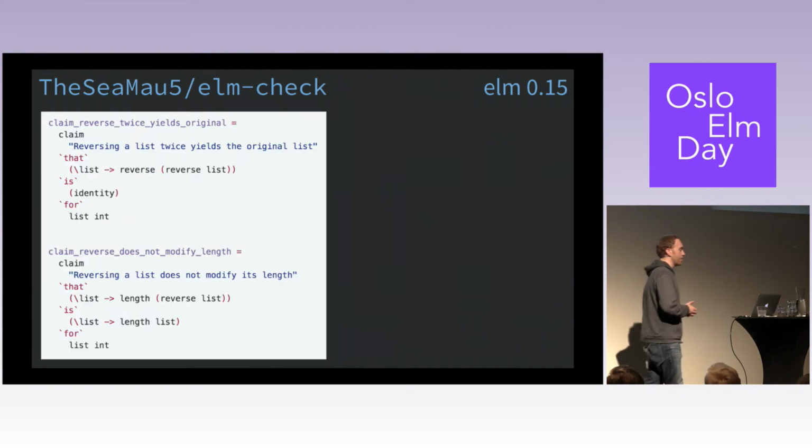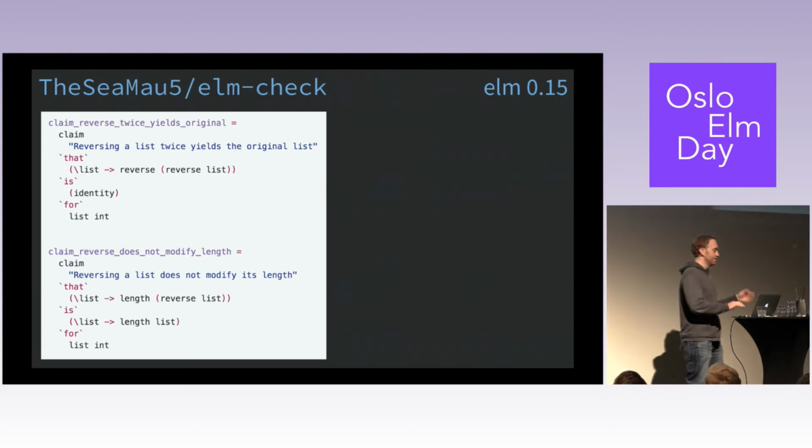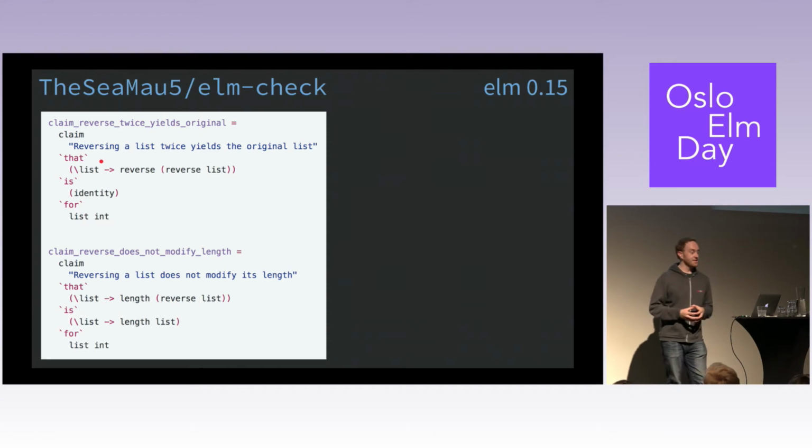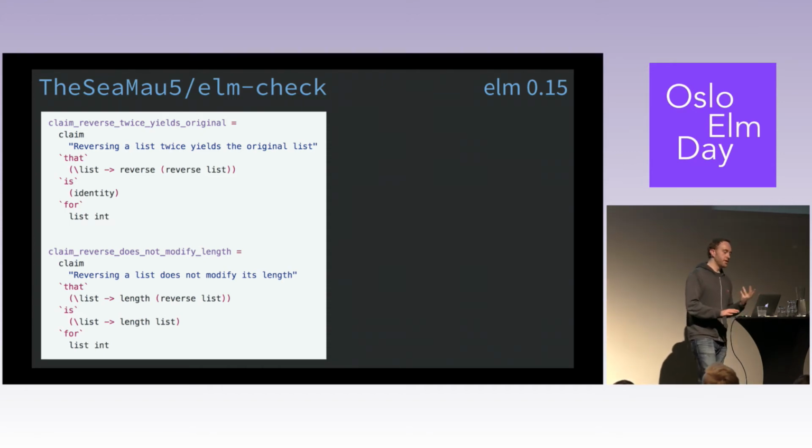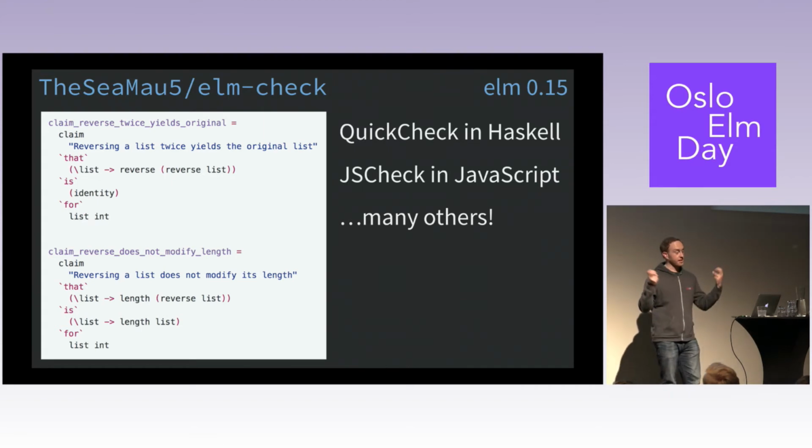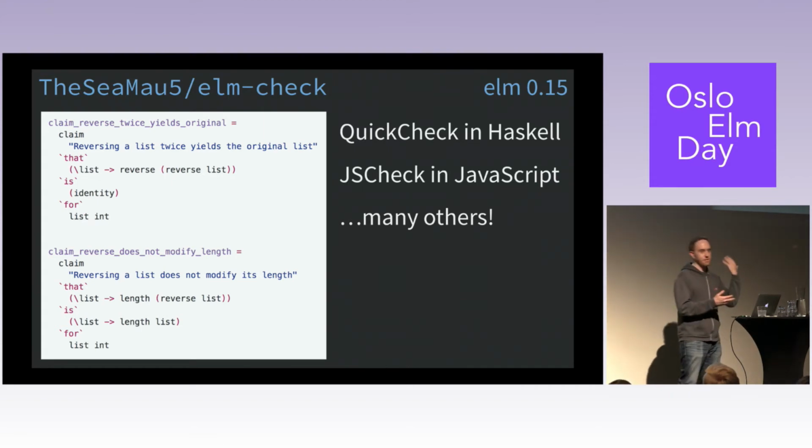So this was what elm-check looked like. It had this DSL that was based on backticks. So depending on how recently you've come to Elm, you may be like, what are backticks? Because they're not in the syntax anymore. But again, in Elm 0.15, they still existed, and so this was the DSL that he made for doing these. So elm-check was basically this quick check style, QuickCheck in Haskell, maybe JSCheck in JavaScript.